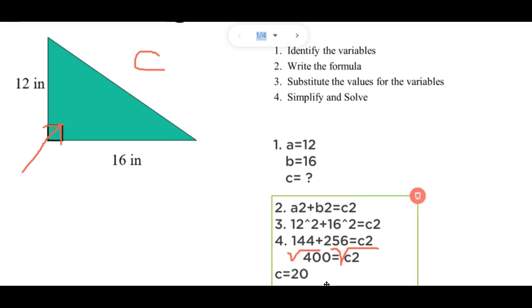All right, so that's part A of this lesson. I'm going to stop it here because I don't like my videos to be longer than 14 to 15 minutes, and I did a little bit of explaining. The second part of the video is going to be when we have the hypotenuse.